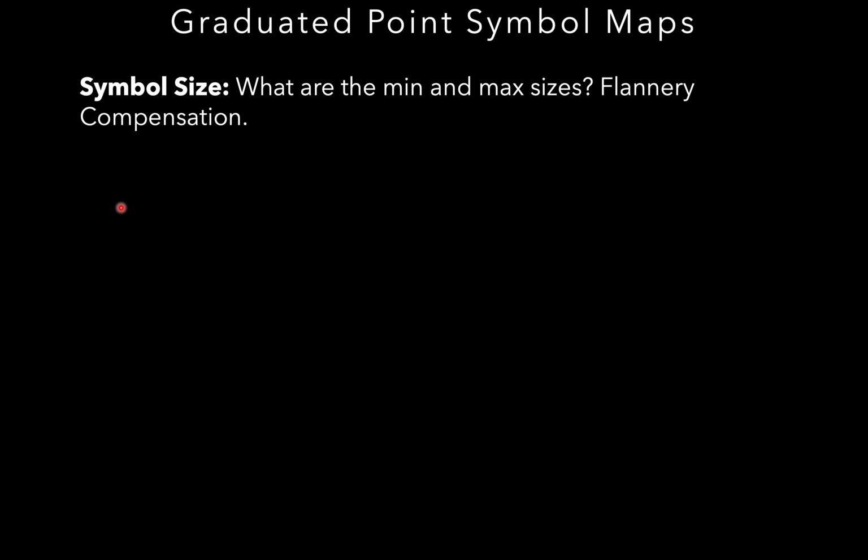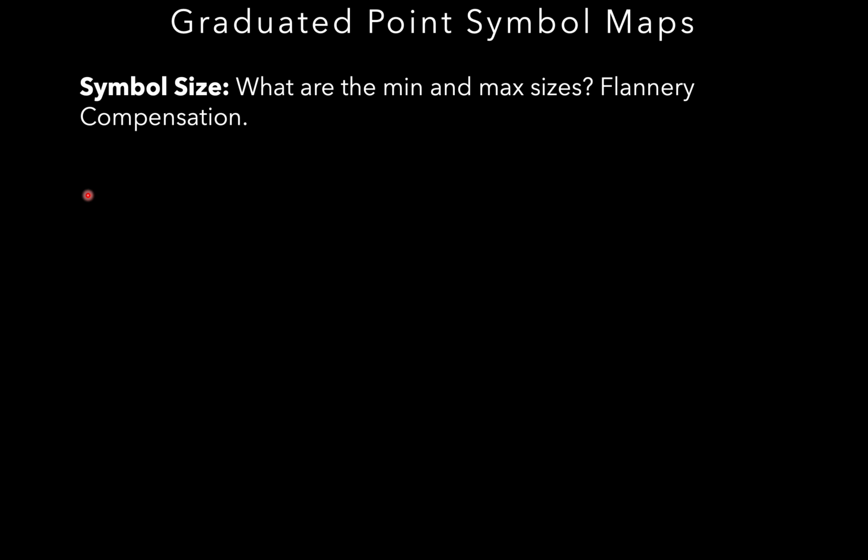Okay, so when we talk about our symbol size, we have to think about what our minimum and maximum size is that we're creating in our map. If we have the visual variable of size linked to some sort of quantitative difference in our data, then what's the minimum amount of data and the minimum size of our symbology, versus the maximum amount of data and the maximum size of our symbology?